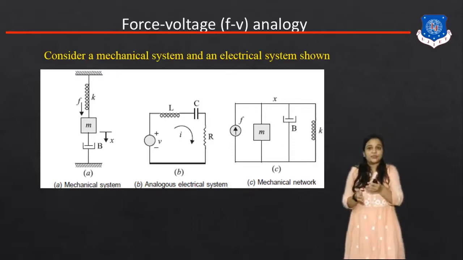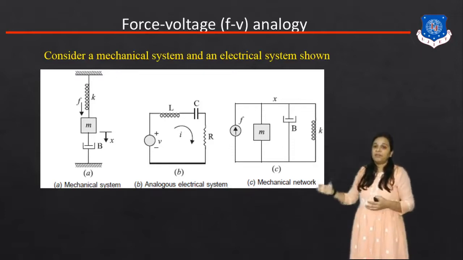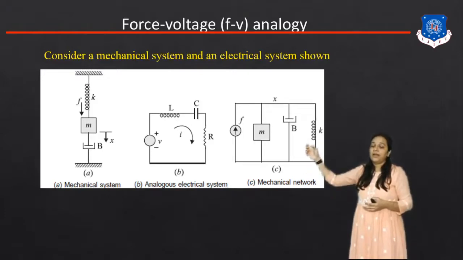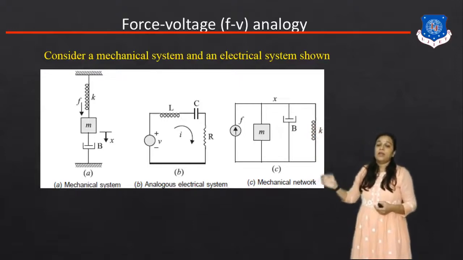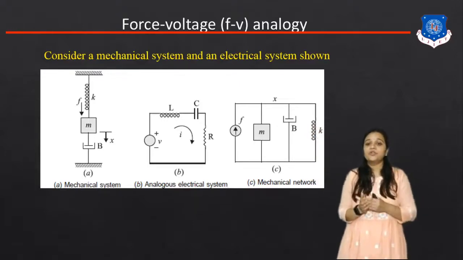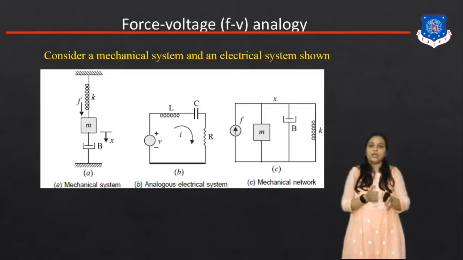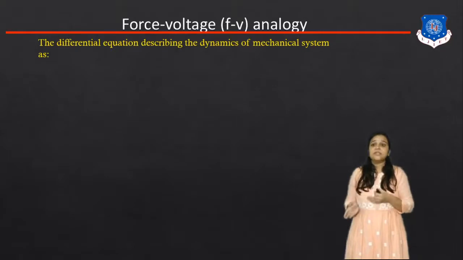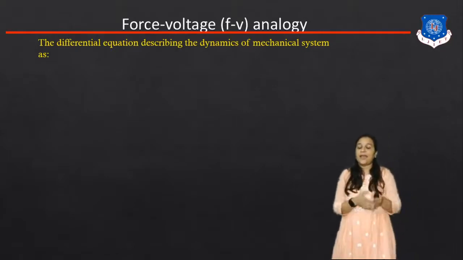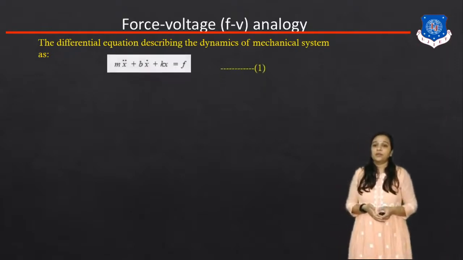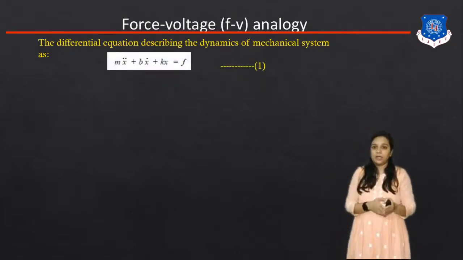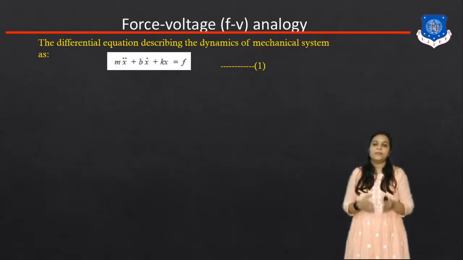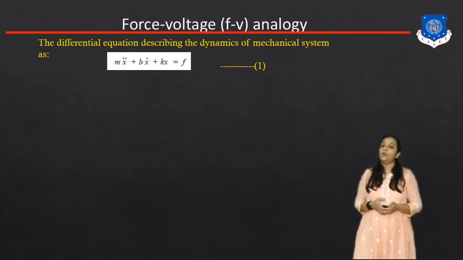Now in the second diagram we will draw the electrical system. As you know from studying electrical systems, whenever voltage is applied, we can connect electrical components like inductor, capacitor and resistor, and we can get the answer using KVL, Kirchhoff's voltage law, or the KCL theory. First, the differential equation describing the dynamics of the mechanical system that we studied earlier is M x double dot plus B x dot plus Kx, that is equal to F.